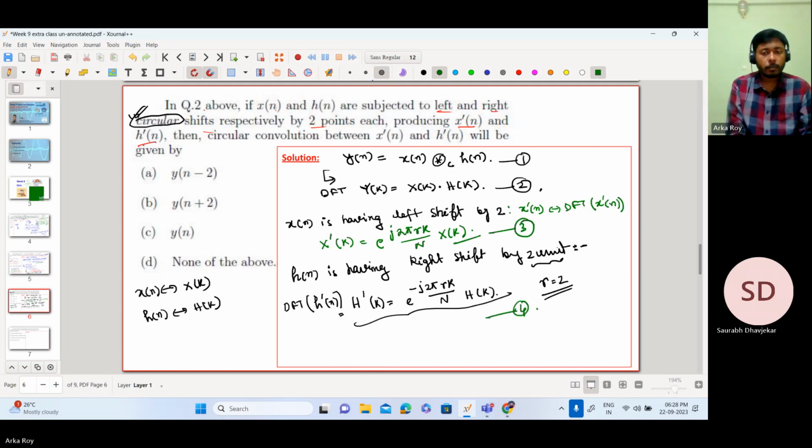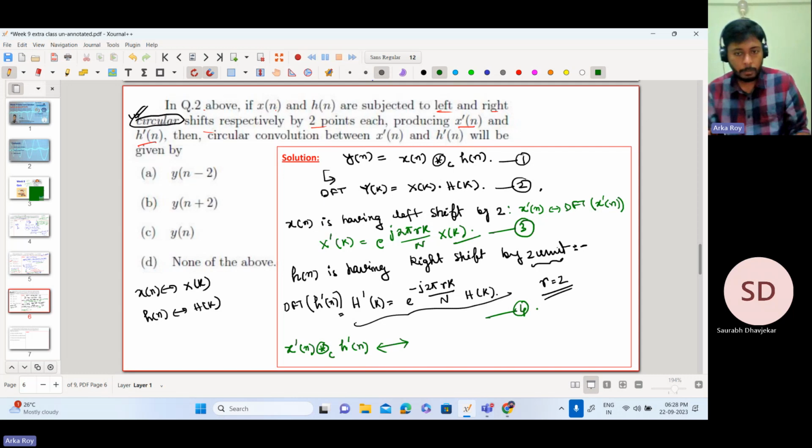Now what we have to do is compute the circular convolution between x'[n] and h'[n]. Pretty fine. Now, if I use the frequency domain representation, any sequence can be converted into its frequency domain representation, and from the frequency domain representation, I can take the inverse to get back the time domain representation.